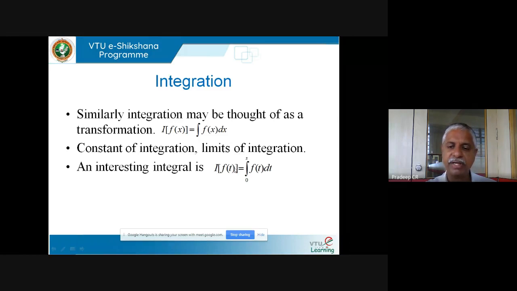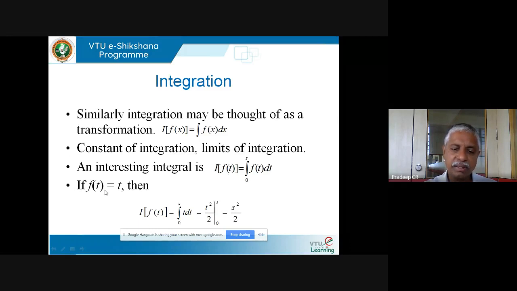I of f of t is the integral of f of t dt from 0 to s. That means you integrate f of t with respect to t, and limits are between 0 and s. Suddenly some very magical things happen. So let us observe that. Let us take an example and understand. Take f of t equal to t. Then I of f of t is the integral of t dt from 0 to s.